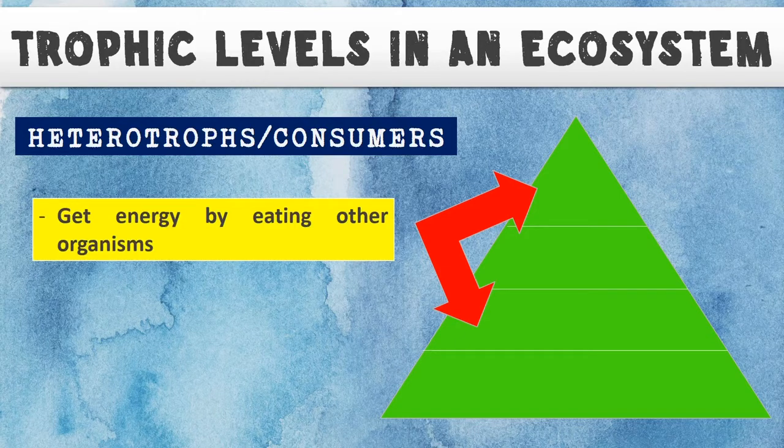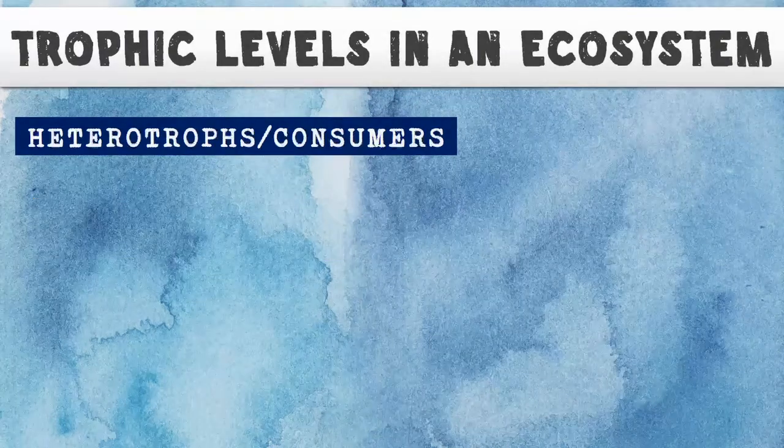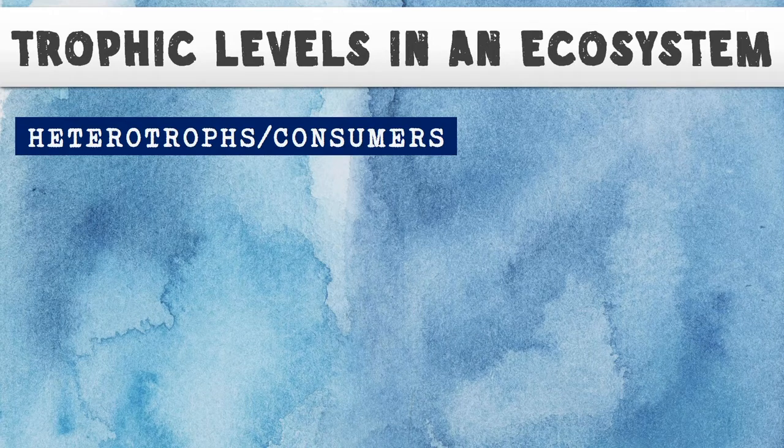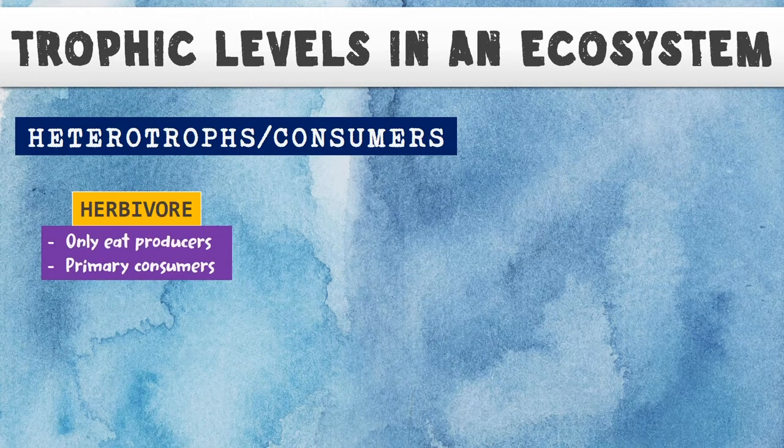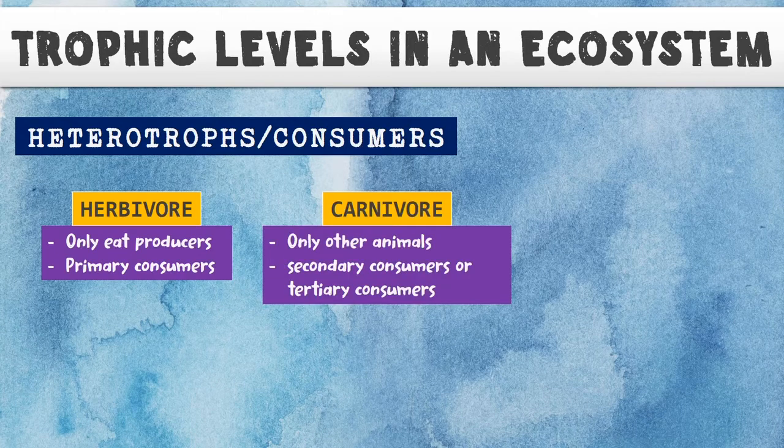They get energy by eating other organisms. There are different types of heterotrophs or consumers. First, herbivore, which only eats producers. It is also called the primary consumer. Second, carnivore, which only eats other animals. They can be secondary consumers if they eat primary consumers, or tertiary consumers if they eat secondary consumers.